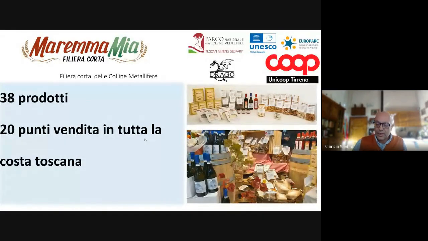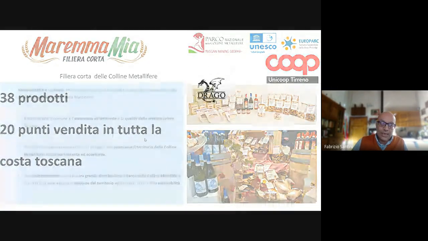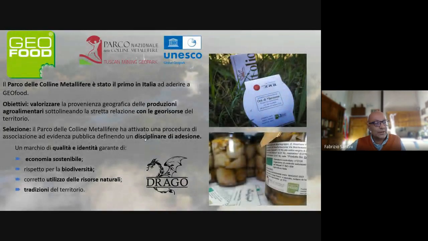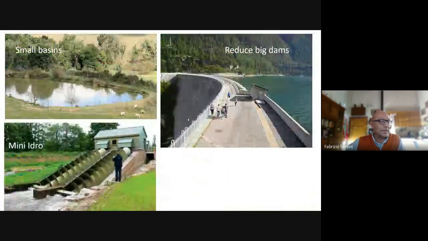38 products, selling also the name of the touristic destination, that in this case is the Parco Nazionale of the Colline Metallifere. So you can scan on the product not only information about the product itself and the farmers, but also about the touristic packages and the touristic eco products that you can buy visiting the park. And I will speak better about this later.